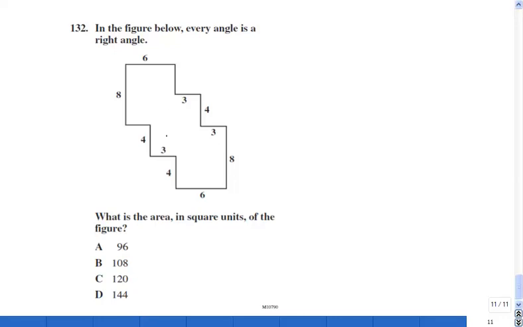Obviously, you may want to think about dividing this figure into rectangles, right? That'll be one way to go. If you divide this one into the rectangles, then you will be able to find the area of each one of them and just add them up, right?